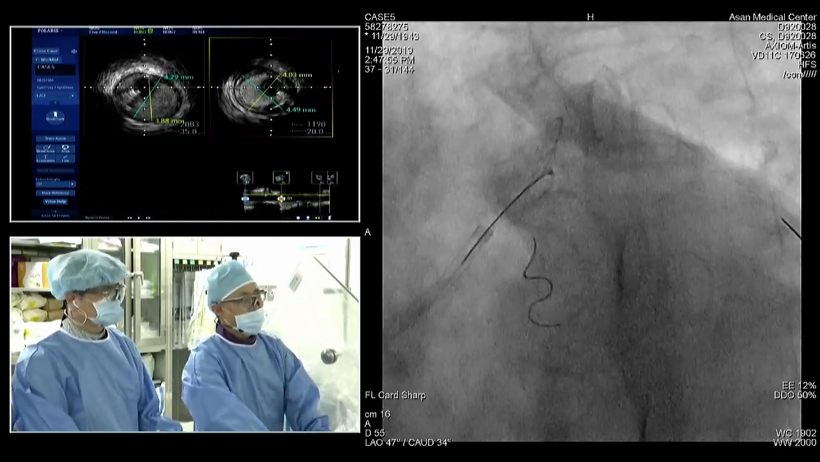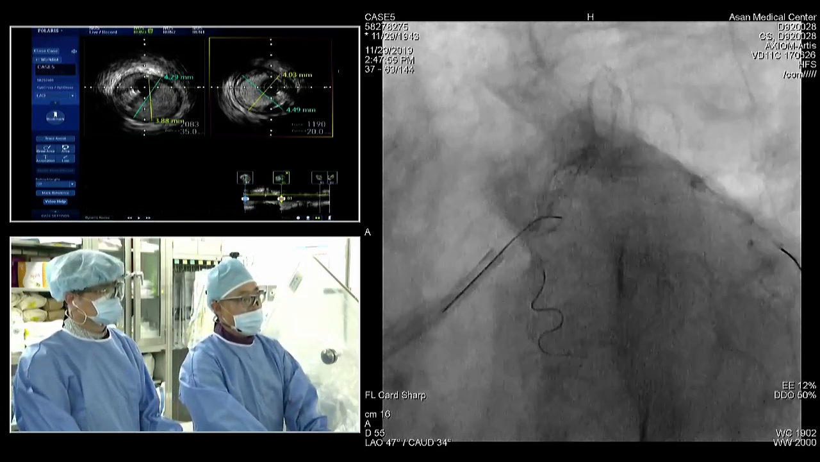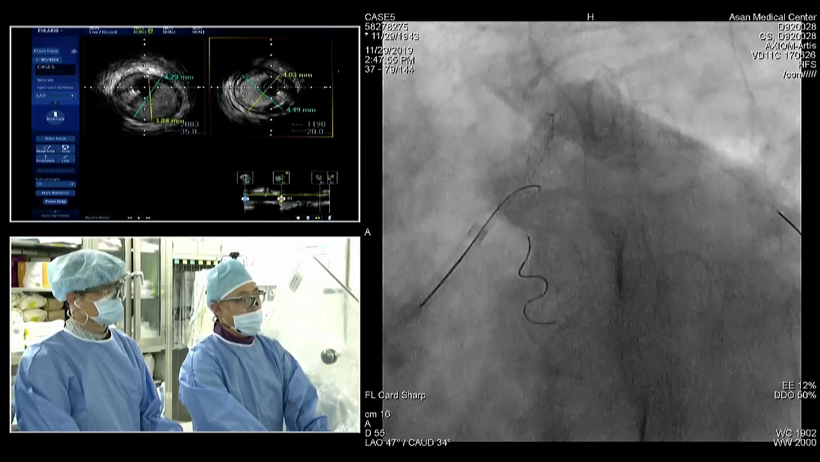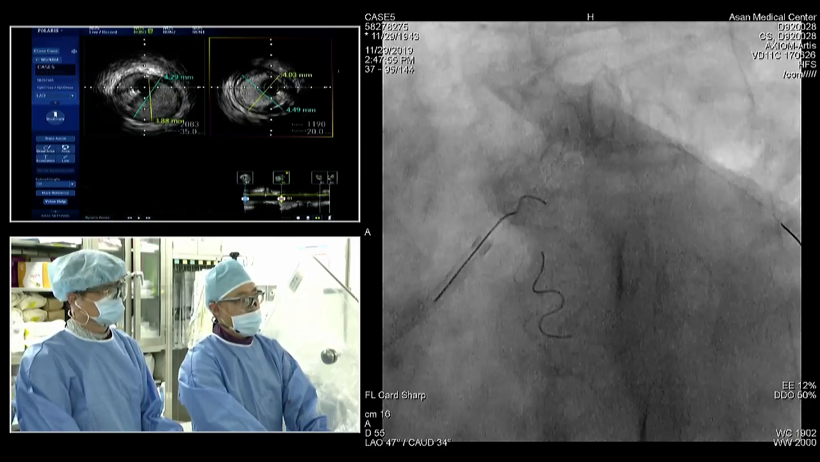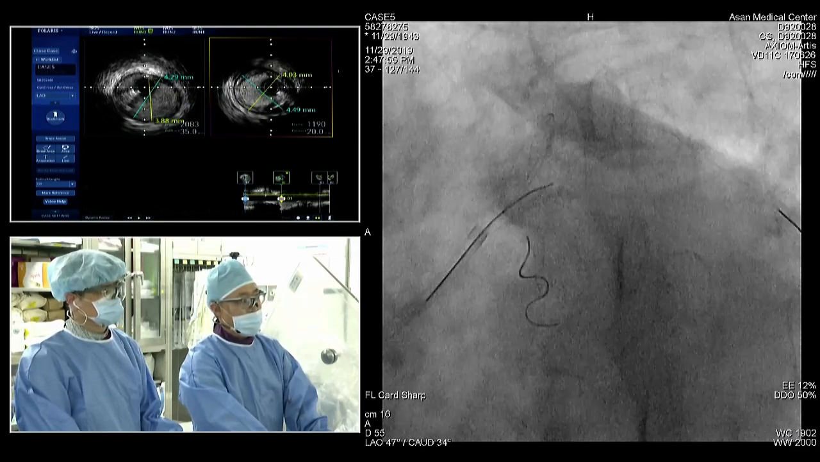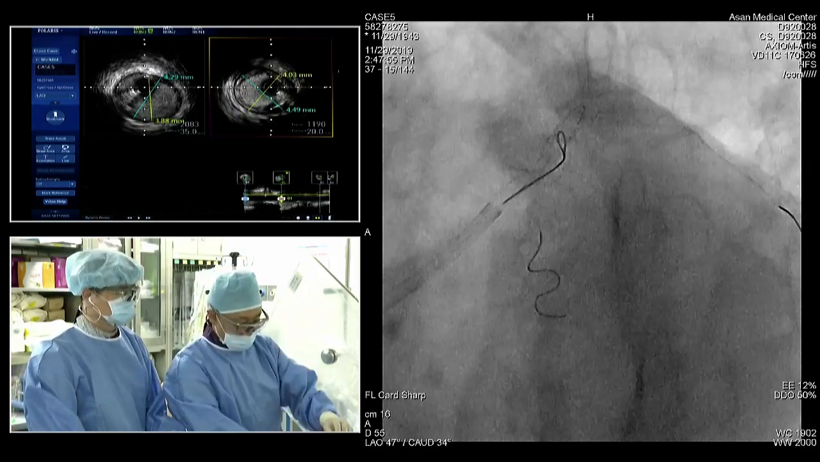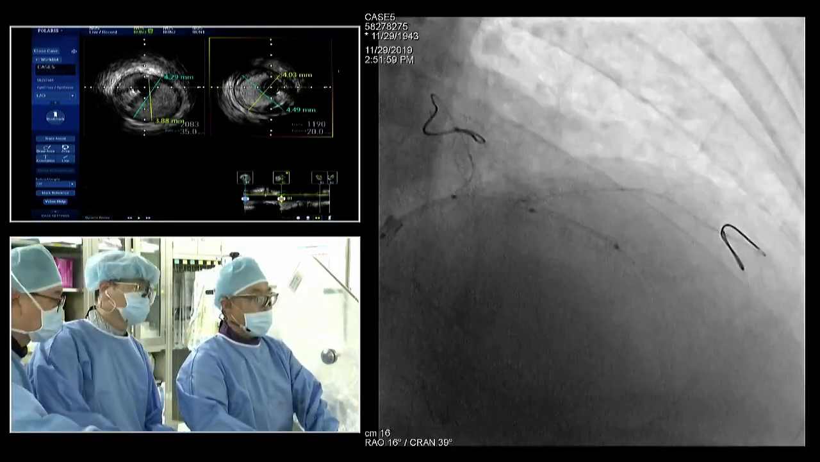We try to test the lesion. This is the ostium over here, and wiring using the Xion blue takes some time. But fortunately, within 1 minute, we crossed the lesion. And then now I'm going to do the final kissing step.